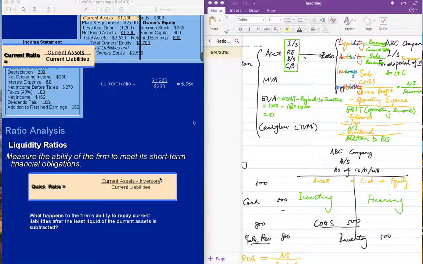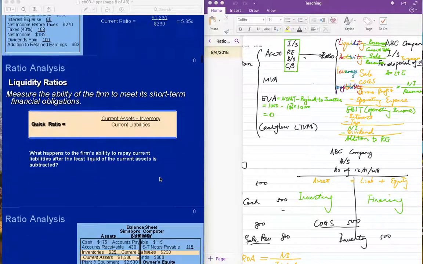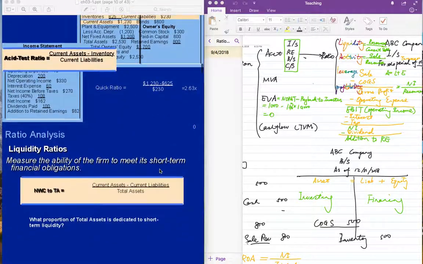Okay, so that is the liquidity ratio. Let's move on to the second category. It's called activity.